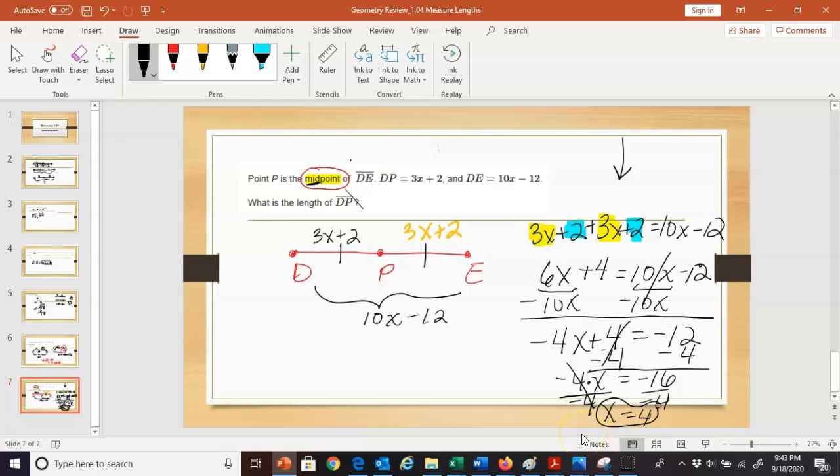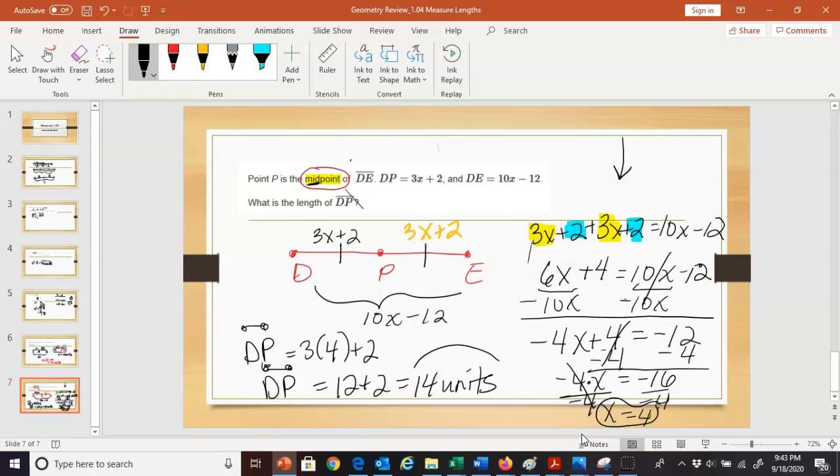So be careful though, because we're not quite done, right? This one said, what is the length of DP? But we found a very important piece of that. We needed to find x. So x is 4. So all we have to do now is take that x value and plug it in for DP. So DP equals 3 times 4 plus 2. The answer is DP equals 14 units. And that's it. We can stop there.